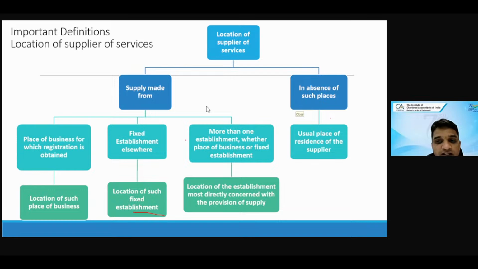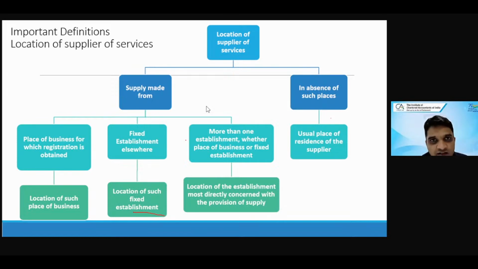Fixed establishment should be registered. Generally, it should be. If it is not registered, and services are still being provided from there, that will become the location of supplier. Example: a software consultant, a software engineer, is providing services as a freelancer. If he is providing as a freelancer, he is very much aware that he has to pay GST, he is registered. So the place where he is registered will become the location of his supplier.